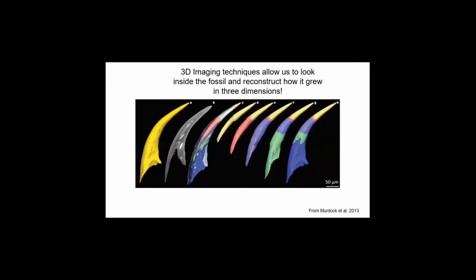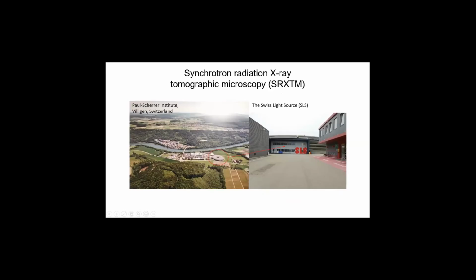Well, I'll take you back to this figure that I showed you a few minutes ago. This was created through advanced 3D imaging techniques that allow us to look inside fossils and reconstruct growth based on their internal structure. And this method is the most wonderfully named synchrotron radiation X-ray tomographic microscopy, which no one refers to as that. We just call it synchrotron imaging. It's basically highly advanced X-ray imaging. You can think of it as giving a fossil an intense CT scan or something.